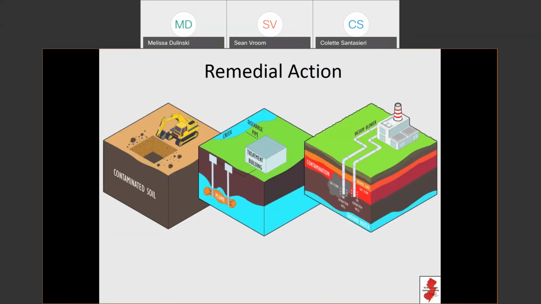So the remedial action selected can involve a lot of different things. It can be the excavation of contaminated soil. It can include capping of the site, pumping and treating contaminated groundwater, extracting soil vapor from the subsurface. And these are just some examples of remedial actions. There are other remedial methods out there that may be better used for the contamination that's present, as well as the ultimate reuse of the site.